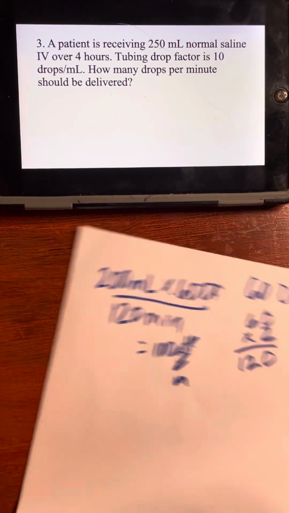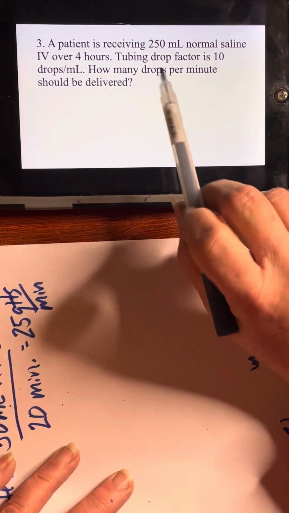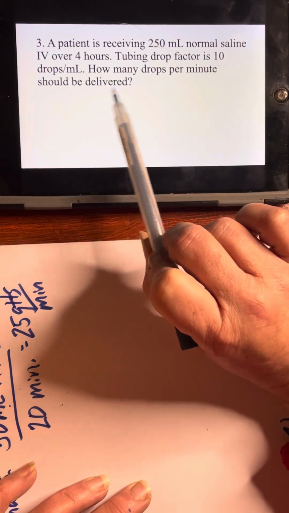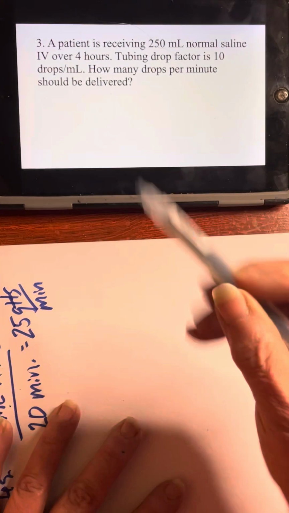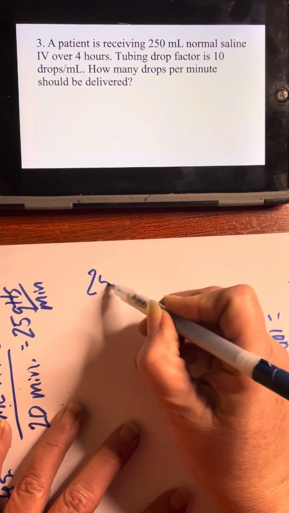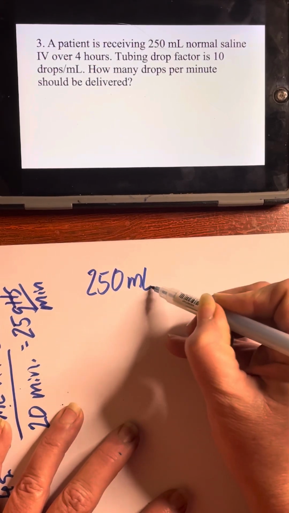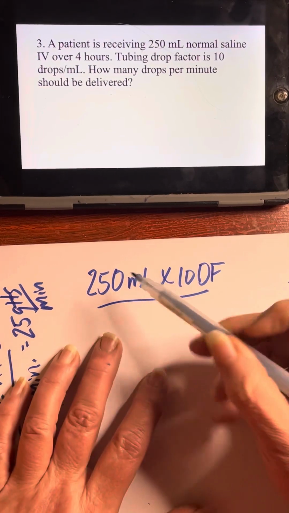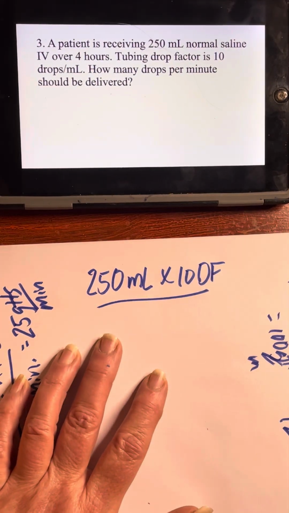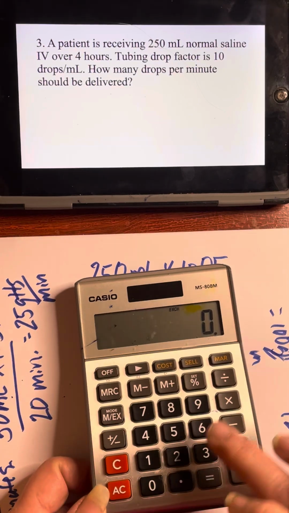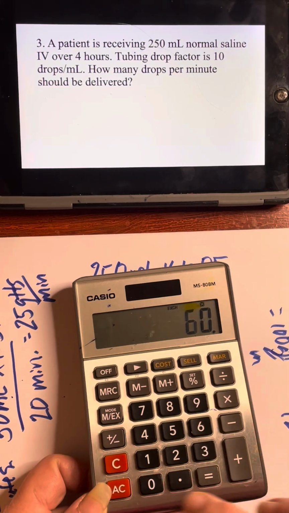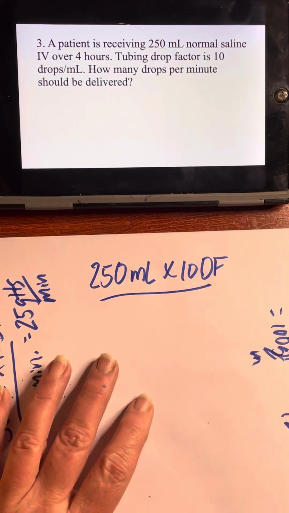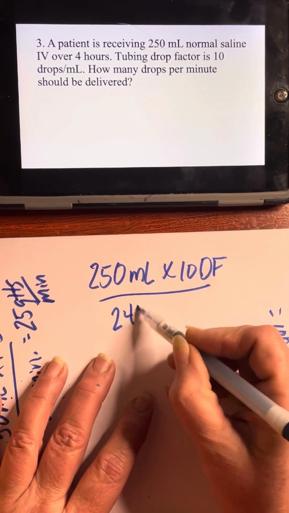All right, here's another. The patient's receiving 250 milliliters of normal saline over 4 hours. The tubing drop factor is 10. What are you going to do? So you know what we need. We need 250 milliliters. What's the drop factor? 10, over how long? 4 hours. And it's got to be in minutes. So 4 times 60. Look, a wise person will check themselves: it's 240 minutes.